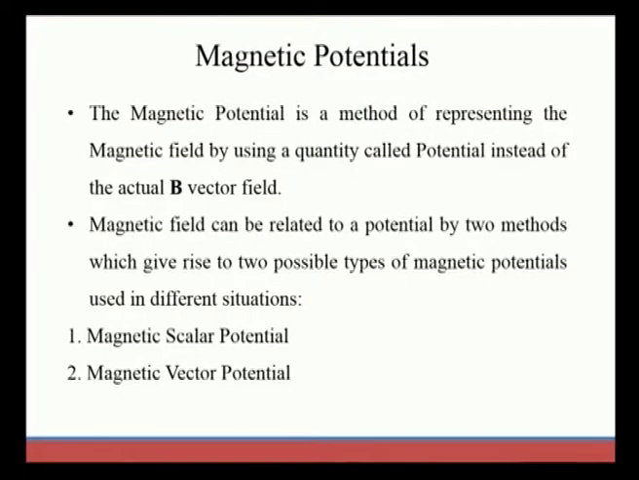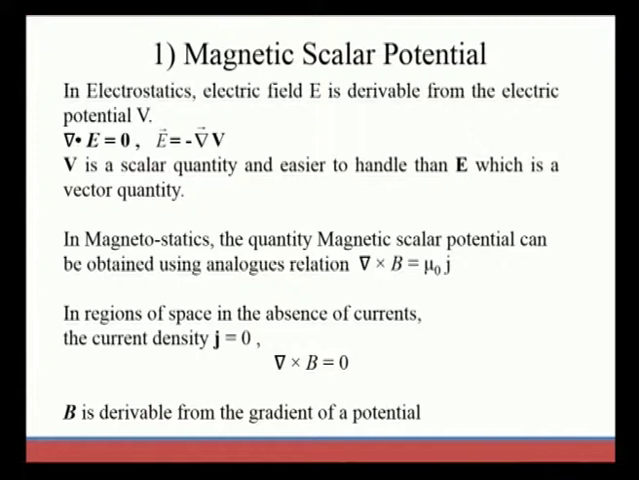So the magnetic field can be related to a potential by two methods. How are we going to relate this magnetic field, which has two types? One is the magnetic scalar potential and the other is the magnetic vector potential. So we need to know what a magnetic scalar potential is and also the magnetic vector potential. The magnetic scalar potential starts like this.